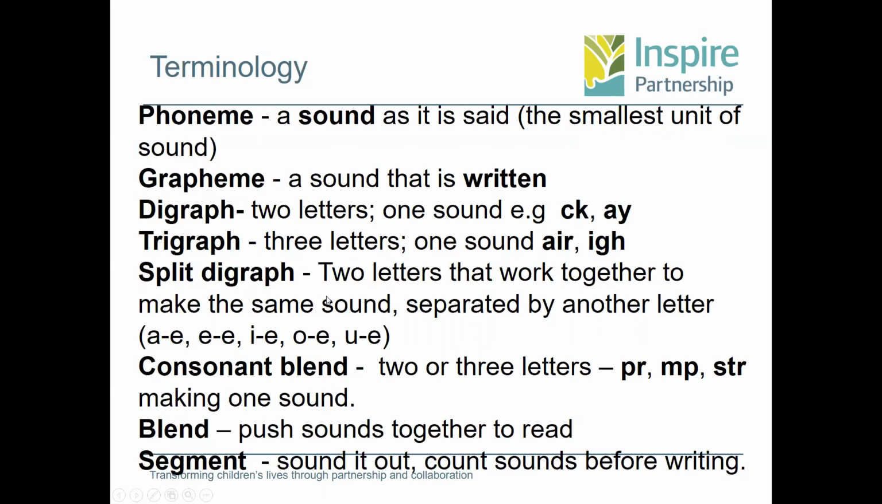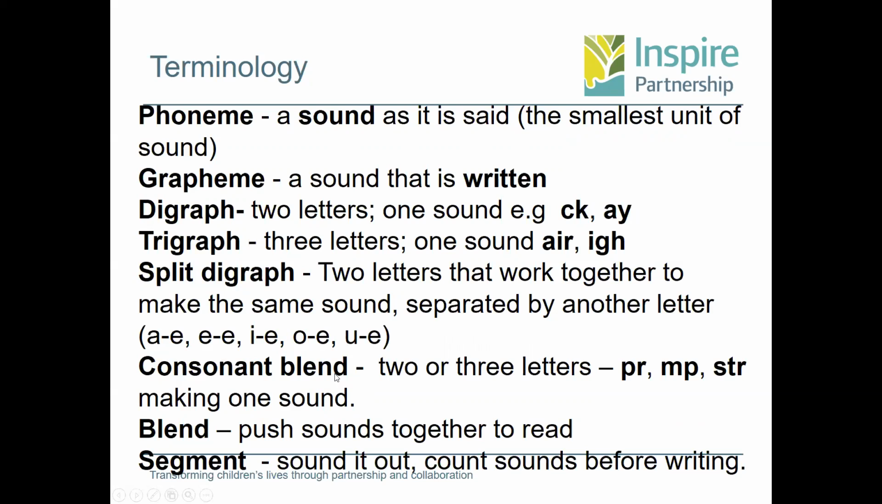A split digraph is where 2 letters, such as a digraph, are split. So 2 letters that work together to make one sound are separated by another letter. So the split digraphs are a-e, e-e, i-e, o-e and u-e, which is also sometimes referred to as ue. So, for example, in the word cube, it's a u-e sound.